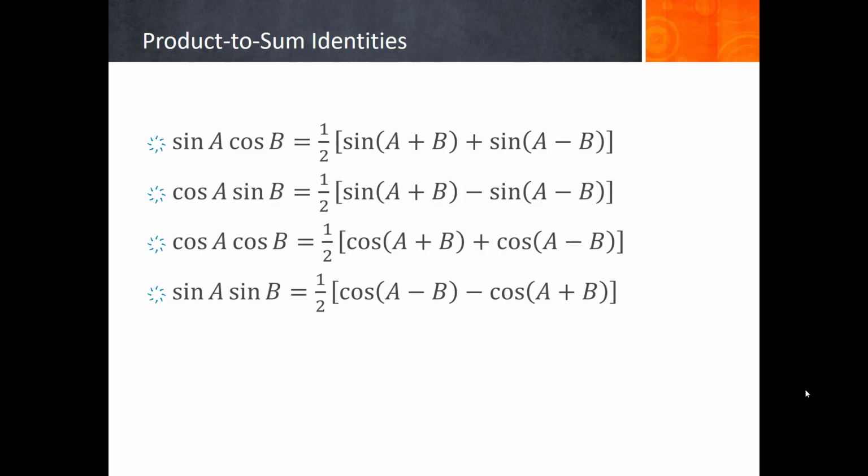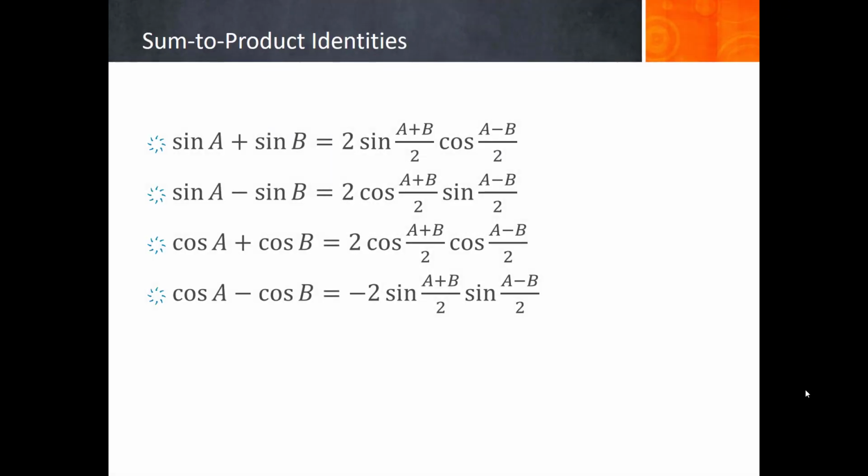If we now have two cosines, the cosine of A times the cosine of B is equal to 1/2 the cosine of A plus B plus the cosine of A minus B. And then the sine of A times the sine of B is equal to 1/2 times the quantity cosine of A minus B minus the cosine of A plus B. Again, these are the four identities. They allow us to take a product of two sine or cosine expressions and split them apart into their sum.